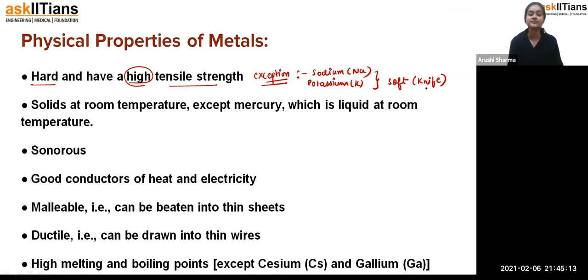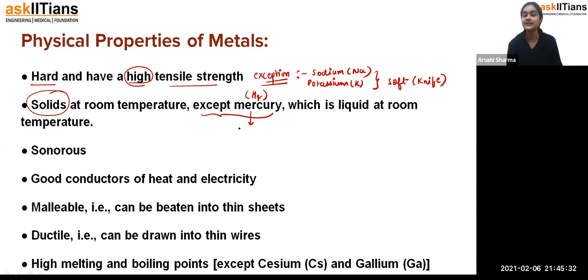Fine. All of the metals, like if we talk about iron box, copper wires, or even the aluminium sheets, they all are solid at room temperature. They remain in the form of solid, except mercury. Mercury is represented by Hg, and it is a liquid at room temperature.